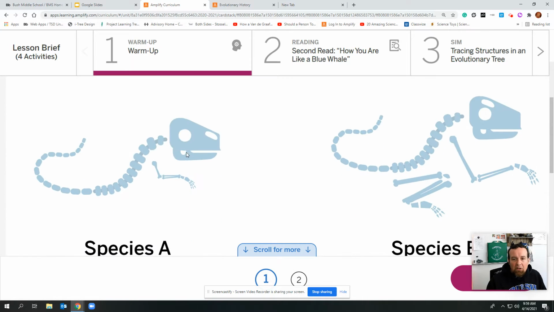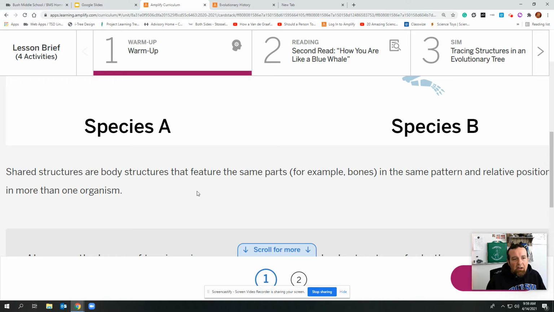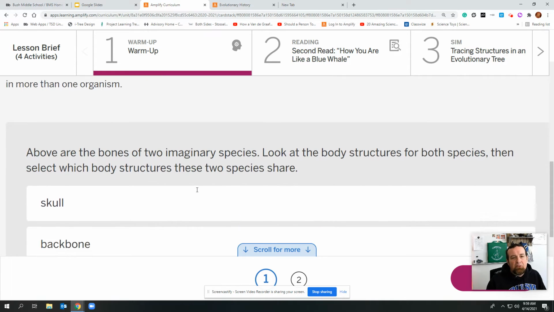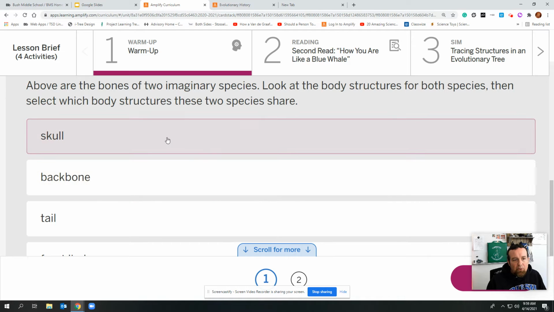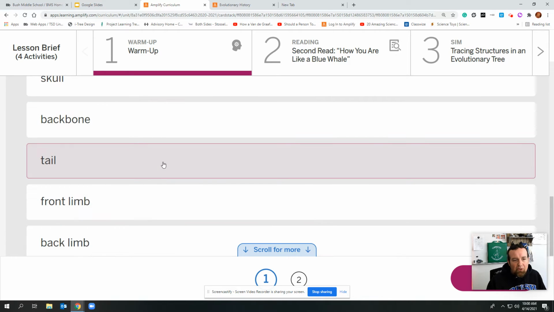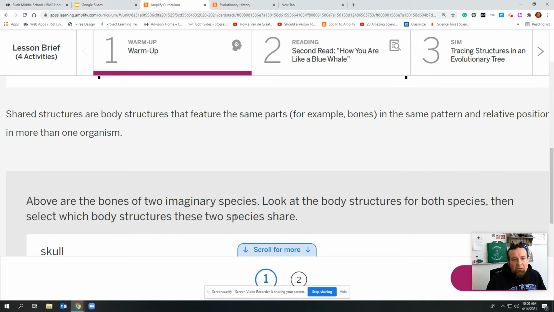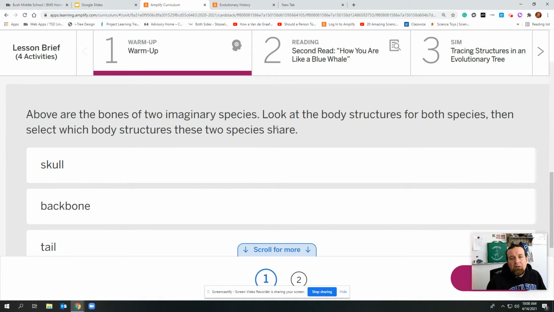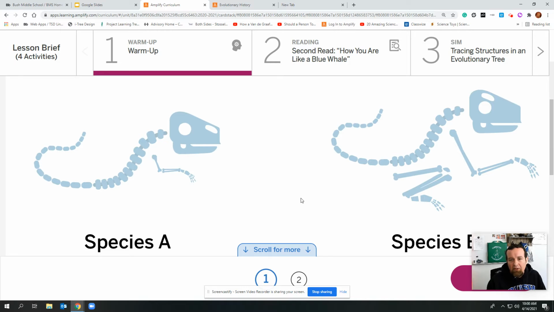So for this warm up, you're going to take these two imaginary species, and your job is to look at all of these different body parts: skull, backbone, tail, front limb, back limb, and select the ones that you think these two species share. You're going to look at this just like a paleontologist does, and pick out all of the structures that these two creatures share.